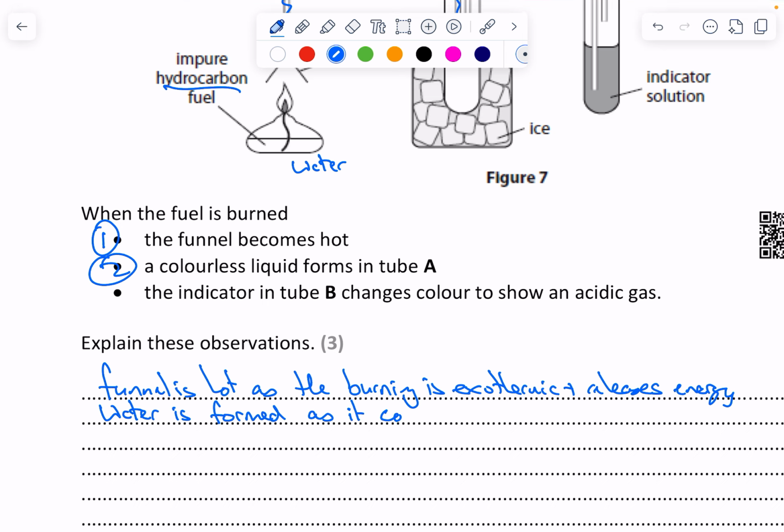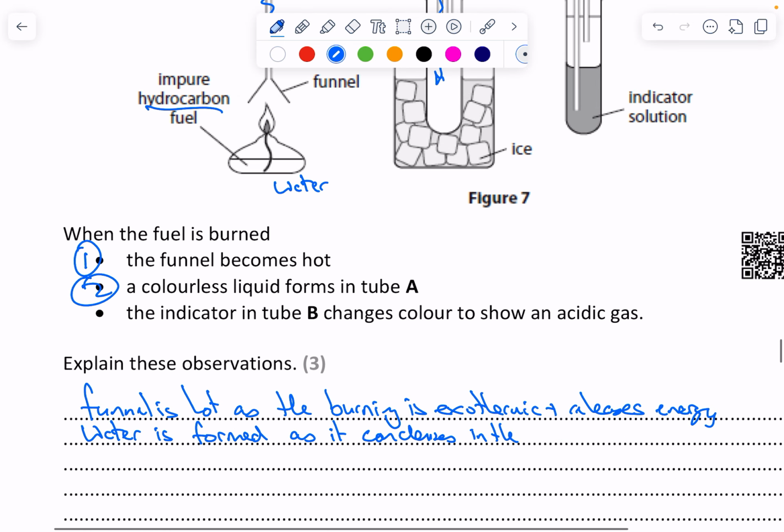as it condenses in the tube A. So water forms, it condenses in tube A.